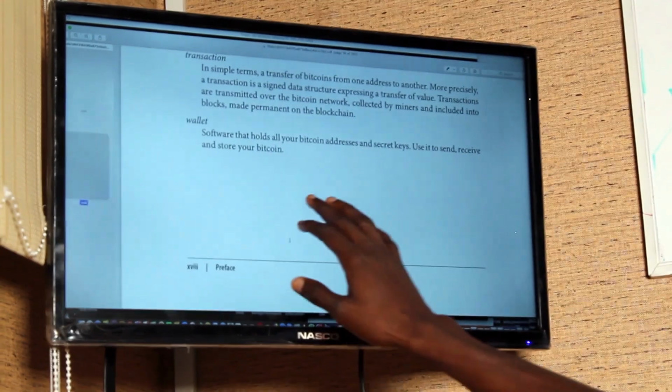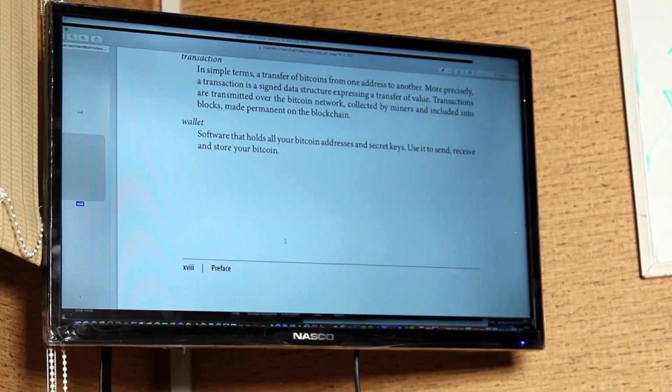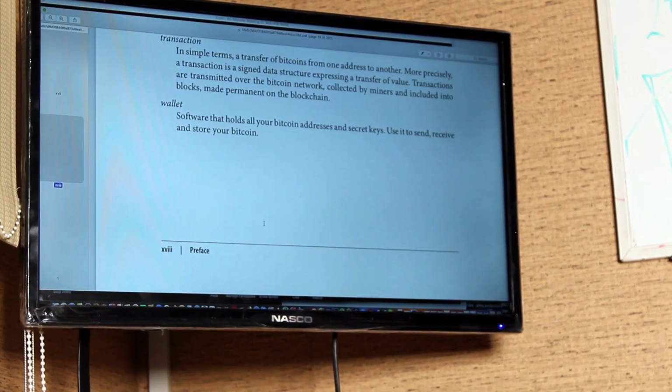A wallet is actually software that holds all your Bitcoin addresses and secret keys. You can use your wallet to send, receive, and store your Bitcoins. It only holds your Bitcoin addresses and secret keys, but it does not actually hold the Bitcoins itself. Bitcoin is virtual, right? So when you move from one wallet to another, the keys are moved there, as long as you have ownership of those private keys.